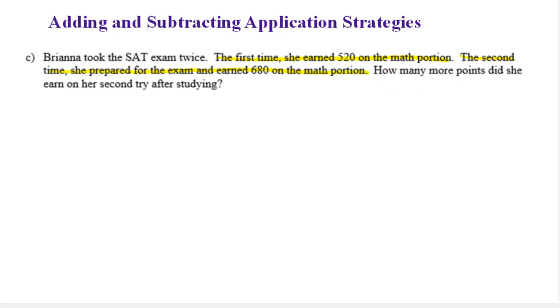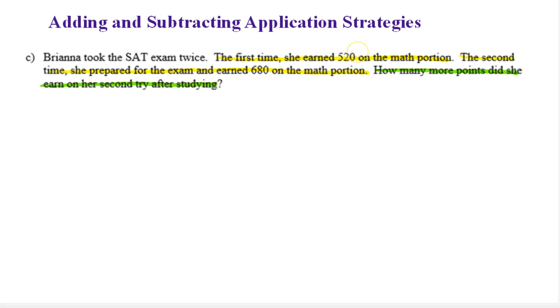Now here comes our question, which is our goal. How many more points did she earn on her second try after studying? Okay. So the first thing we want to think about is the structure of this problem. Did something happen where we added something on or took something away? There is a change in these two quantities. But the points, the 520, weren't taken away from the 680. It's not a part whole. These aren't parts of some other whole.